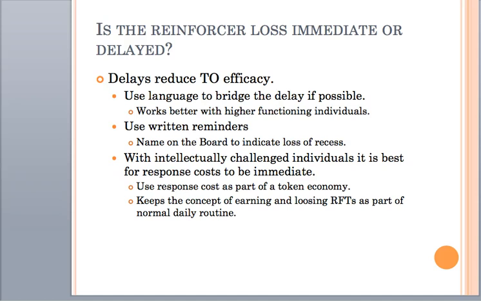With intellectually challenged individuals, it's usually best for the response cost to be immediate. Using response cost as part of a token economy, where they can lose tokens, is also a possibility. You want to keep the concept of earning and losing reinforcers as part of your normal routine, and that way it functions and doesn't stand out as more severe than it really is. So if you use this response cost method frequently, then even individuals with disabilities will learn it. They won't actually lose the reinforcers, but they can lose the tokens that they use to earn reinforcers.